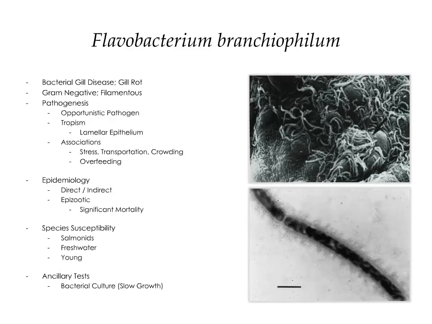In regards to epidemiology, transmission is either direct or indirect. Epizootics are associated with significant mortality. Gill rot is primarily a disease of salmonids, and it's limited to the freshwater environment. Young fish are more susceptible. Ancillary testing includes bacterial culture. However, these bacteria are fairly slow to grow. Fortunately, the histopathological lesions are fairly characteristic, so the disease is easily recognized.